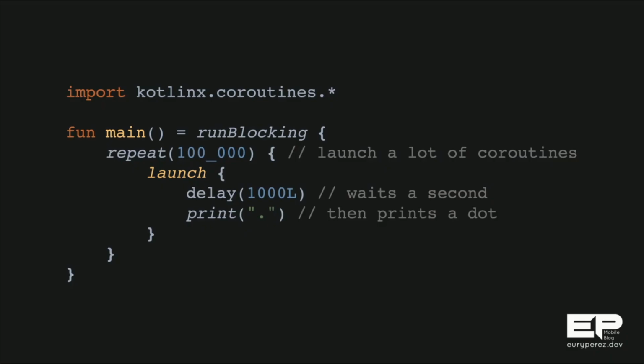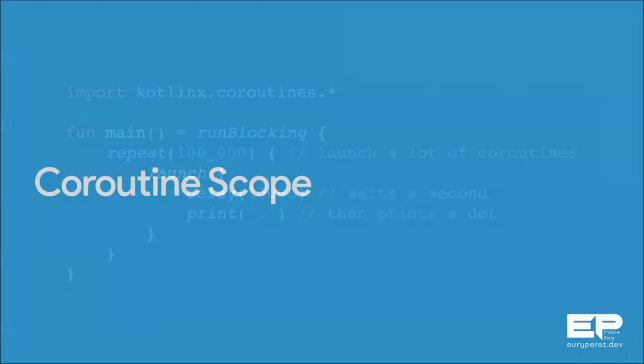So this is how lightweight coroutines are. If you try to do this with threads, you will probably get an out of memory exception or some other kind of error, which can be bad for your application. But this is not the case for coroutines.